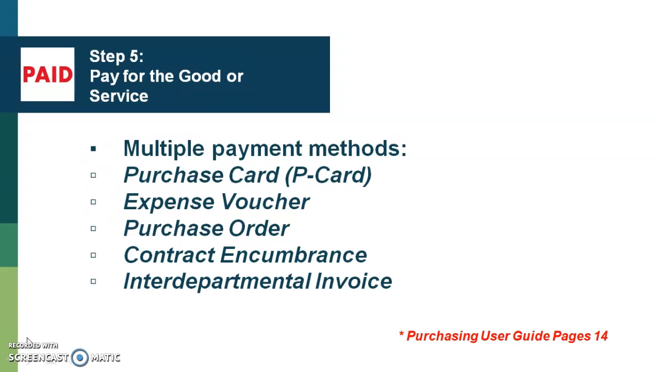And finally, what are the payment methods? Well, we've got all kinds. We've got a purchase card, which you'll hear people talk about, a P card, an expense voucher, a purchase order, a contract encumbrance, and an interdepartmental invoice. I'm going to talk about all these separately, but real quickly, what is that contract encumbrance? An encumbrance means that you are holding funds for a specific purchase that generally spans over one fiscal year. We're going to talk about more of that in contracting.